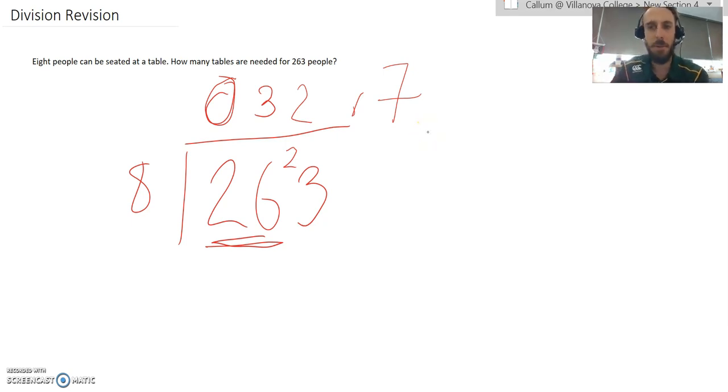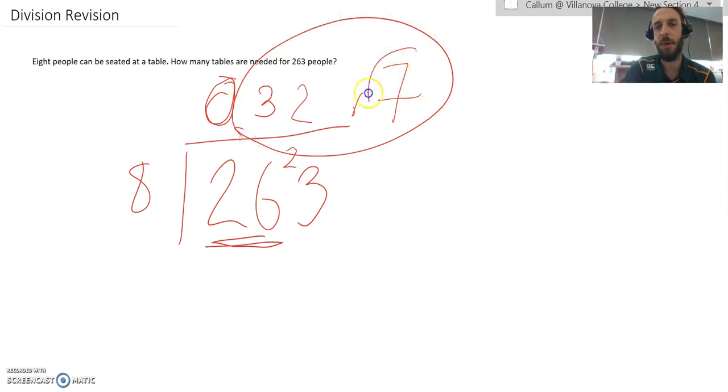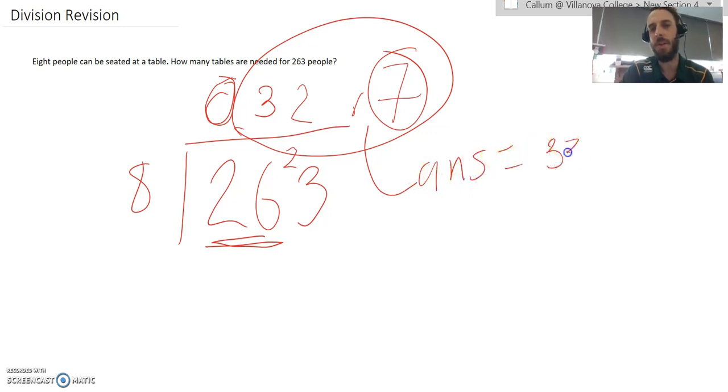So some people stop their working out like this and they say, well, that's easy. The answer is 32, remainder 7. But that doesn't answer our question because the question says how many tables are needed. So we know that in this instance, we're going to have to round up because these 7 guys that are left over, they're going to need a table as well. So our answer is going to be 33 tables. 33 tables are needed because we can't just have 32 with 7 blokes standing around.